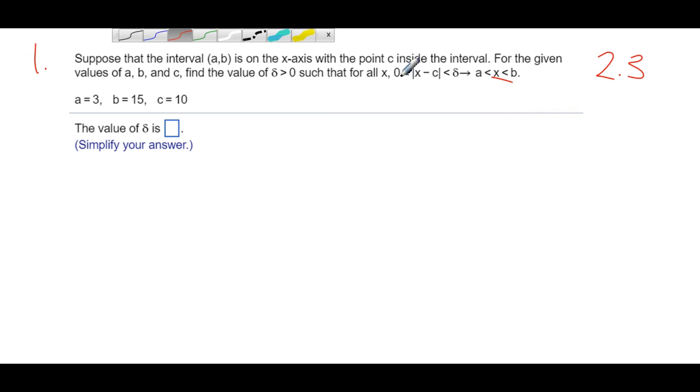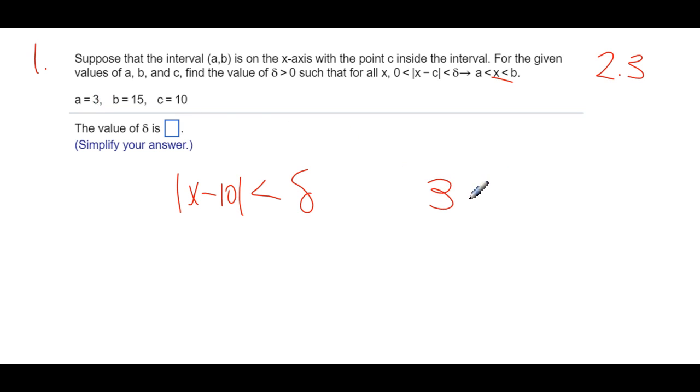if the absolute value of x minus 10 is less than delta, which we don't know what delta is, then that implies that a, which is 3, is less than x is less than b, which is 15. It's important to see here that this x is the same as this x, so they're the same ones.